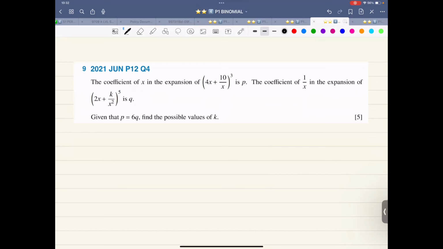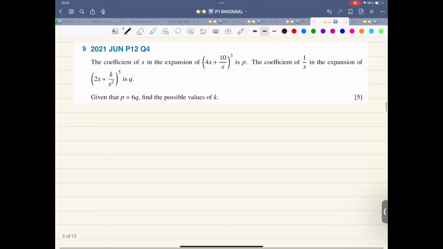The coefficient of x in the expansion of this thing is p. The coefficient of 1 over x is q. Given that p is 6q, find the possible values of k. Now, this is the question of that three-step method. So now let me write it over here.